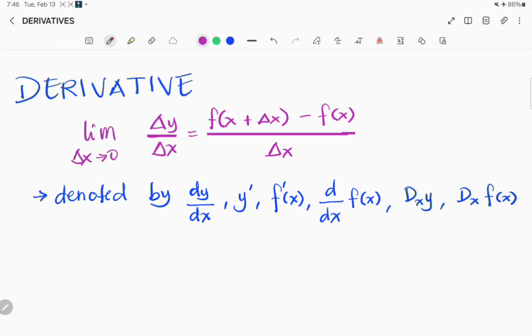Derivative is denoted in different ways. Number 1, dy over dx, y prime, f prime of x, d over dx of f of x, d sub x y, d sub x of f of x.